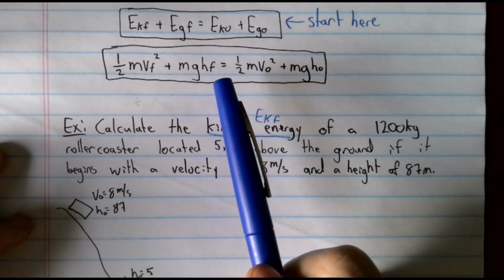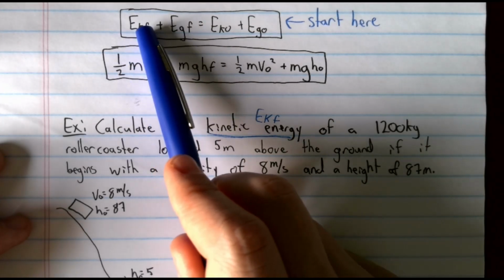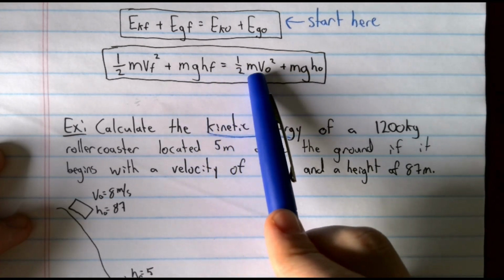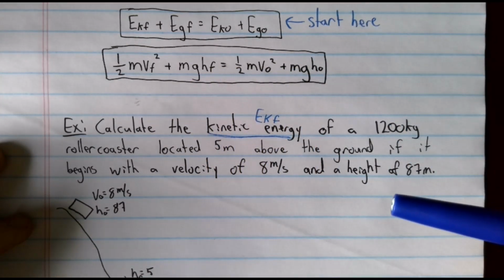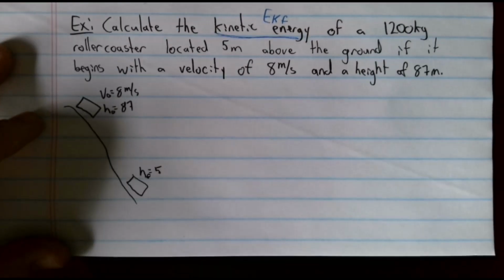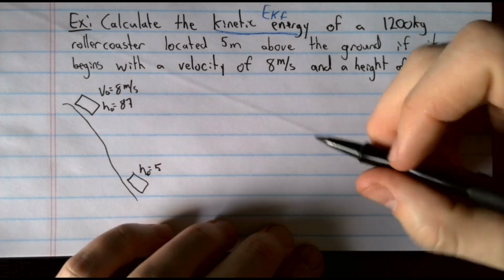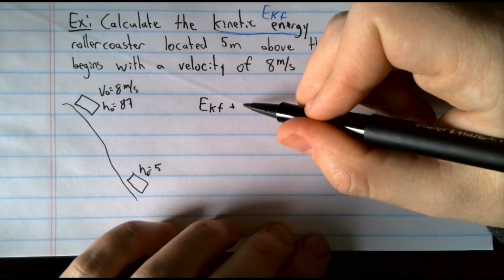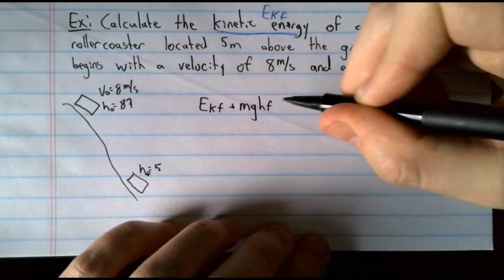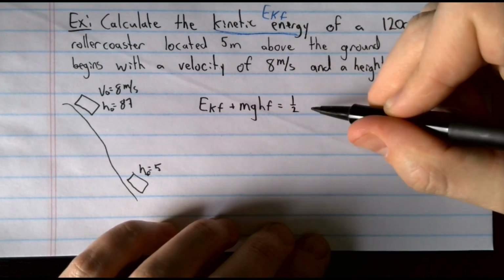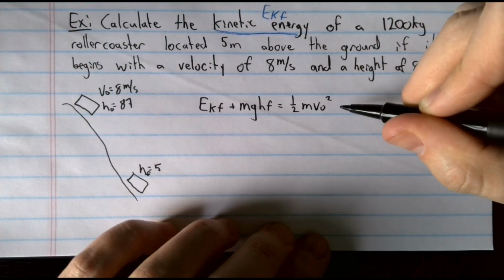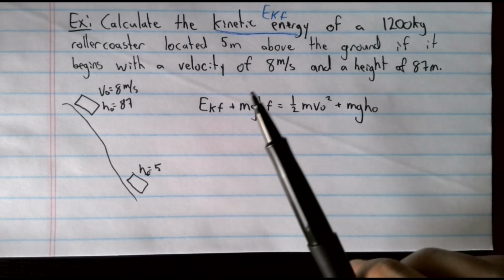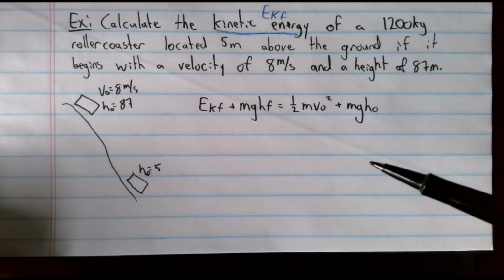I think I'm just going to write that all in one step. So it'll be EKF plus MGHF equals 1/2 MVO squared plus MGHO. You might be tempted to cancel out these M's, but you can't actually do that here.